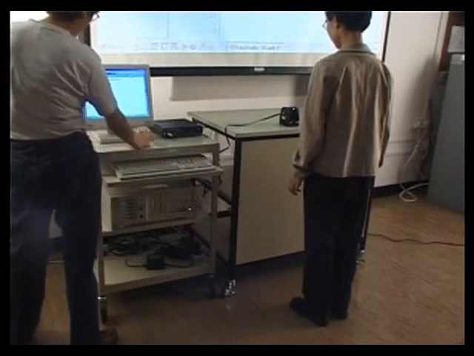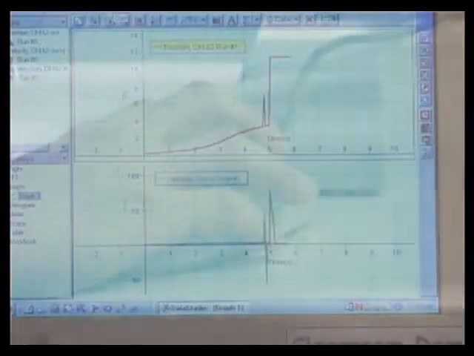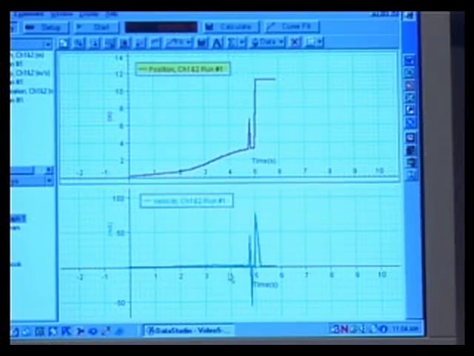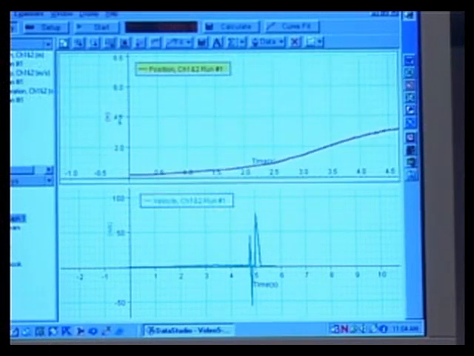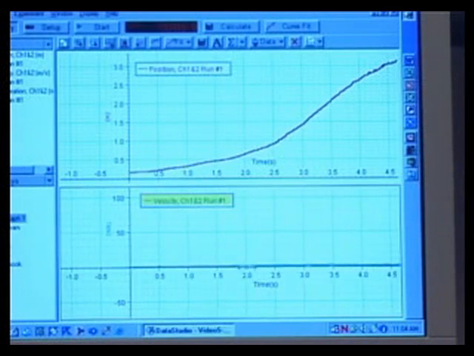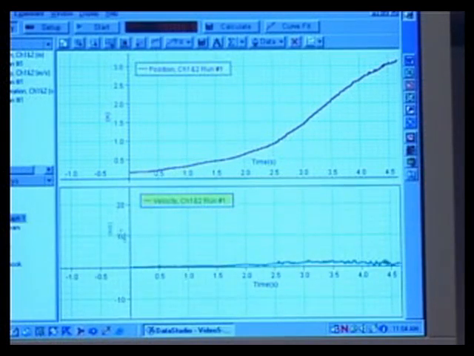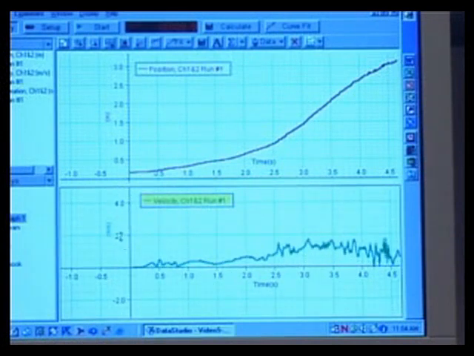Let's study the motion of a person walking away from the motion sensor. These are the ST and VT graphs obtained. What do the graphs tell us about the motion of the person?